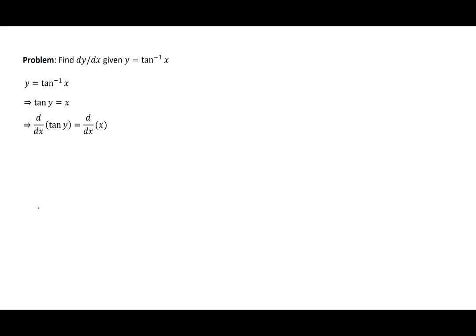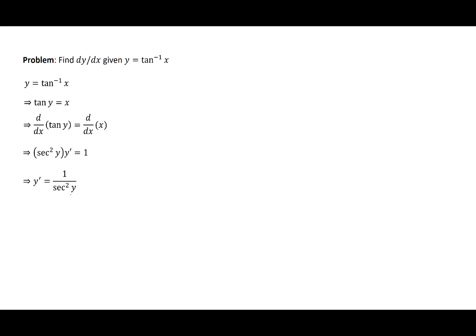The derivative of tangent y. Wait a minute. What's the derivative of tangent x with respect to x? Secant square x. Oh, okay. So this means secant square y times y prime. And the right hand side is 1. So y prime is 1 over secant square y. You see, I went through that quickly simply because it's the same thing. Okay, we need to express this in terms of x.